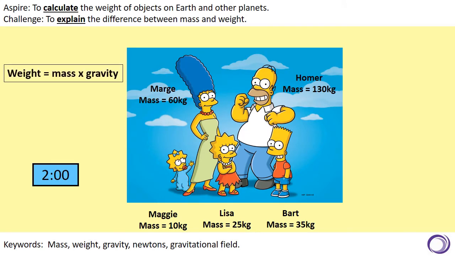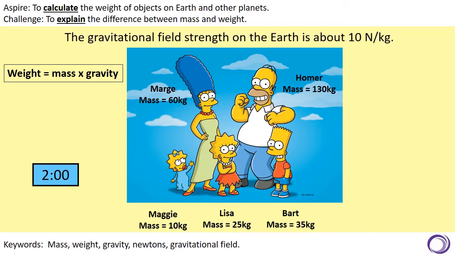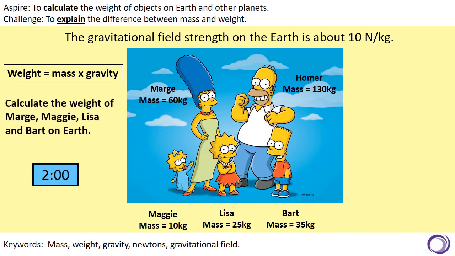Here they are again. Weight equals mass times gravity. Gravitational field strength is about 10 on Earth. And what I want you to do is calculate the weight of Marge, Maggie, Lisa and Bart, just like I did with Homer. 2 minutes, off you go.